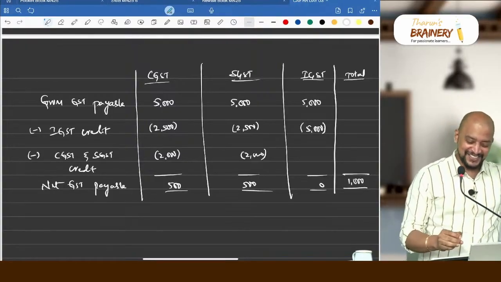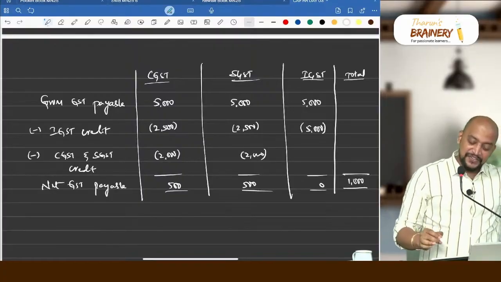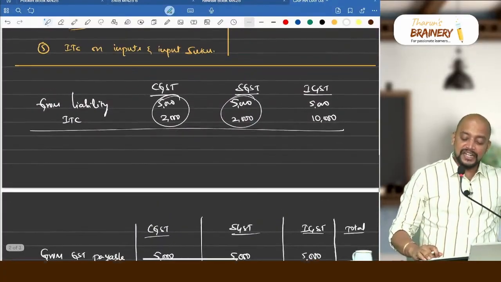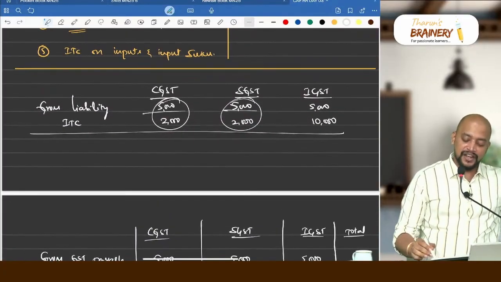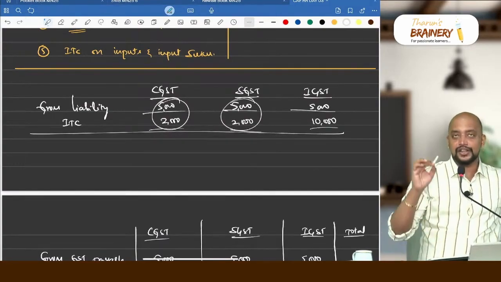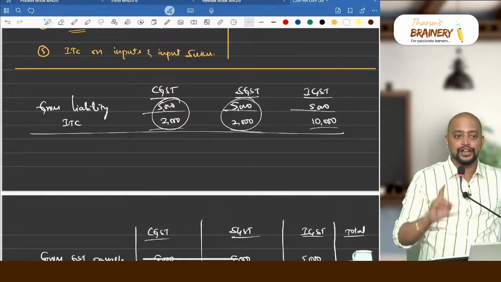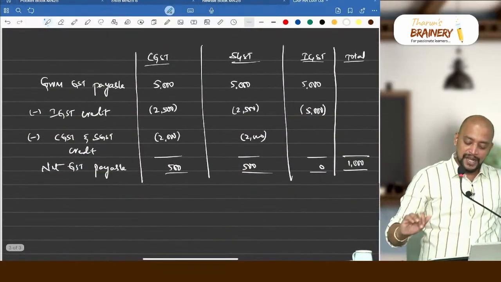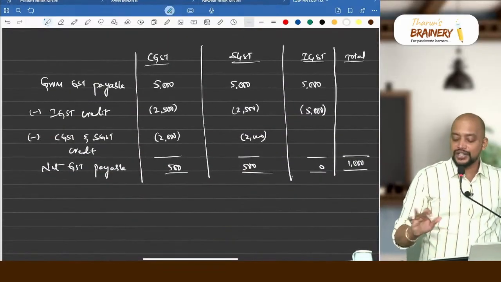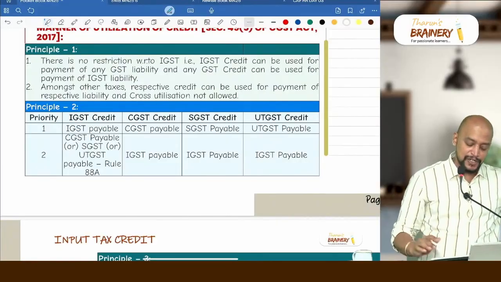So we can utilize it. And how to know whether our answer is correct or not? 5000, 5000, 5000, total is 15,000. 2000, 2000, 10,000, 14,000. So 15,000 minus 14,000 is 1000. So 1000 should be our net liability. If you are able to achieve that, then your answer is correct. That is with respect to this.